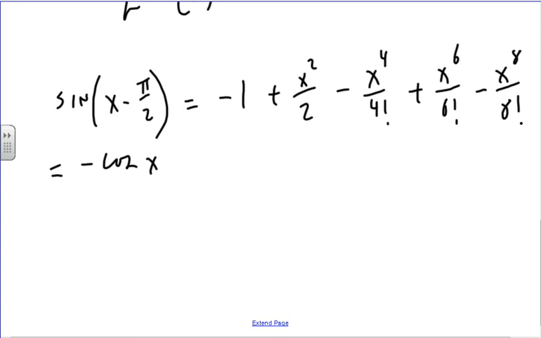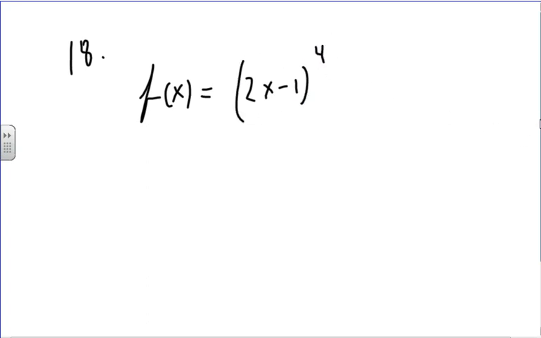Okay, number 18, and then we get to move on. What a bummer. Who thought of doing that? Okay, so f of x is 2x minus 1 raised to the 4th power.